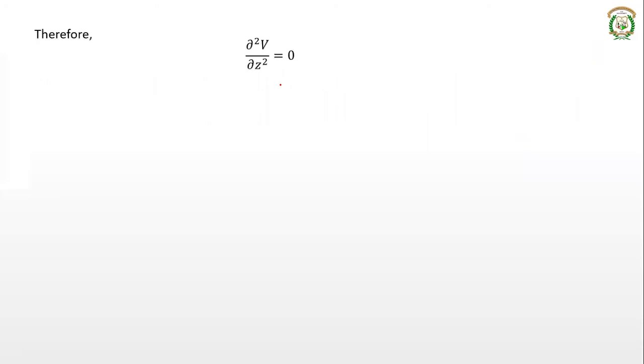And rewrite the same equation as dou square V by dou z square is equal to 0. Now, how to solve this? You have to integrate this. What this actually is, dou square V by dou z square, is dou by dou z of dou V by dou z, right?